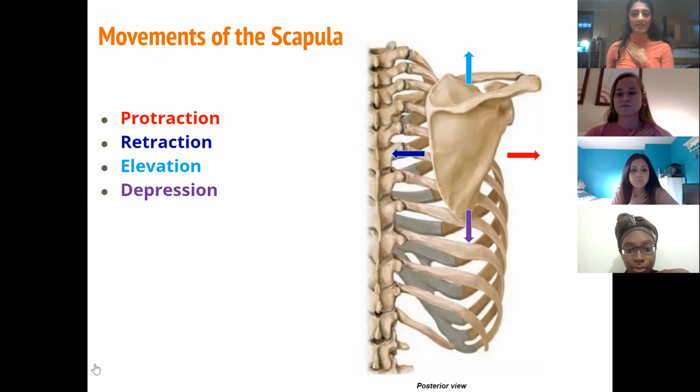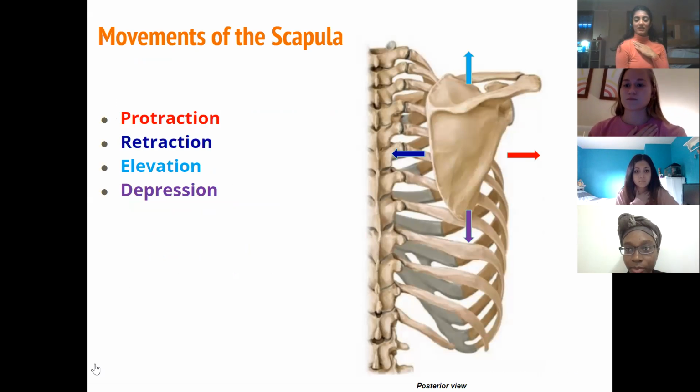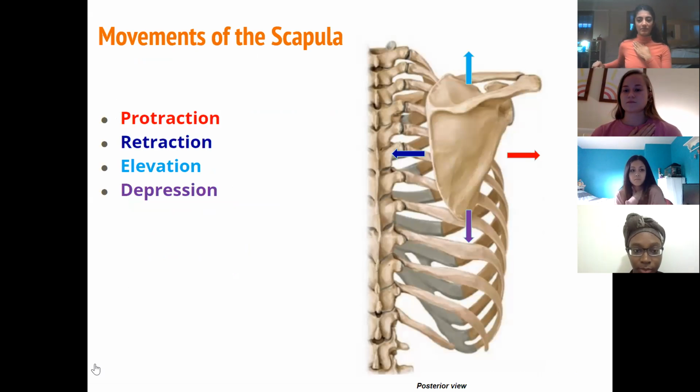So we're going to protract. Does anyone remember protract? It's going to go like this, right? So we're going to pull our clavicle forward. You might have to lift your arm a little bit to feel that, and you can feel it going forward, right? And we can feel our scapula came forward as well.